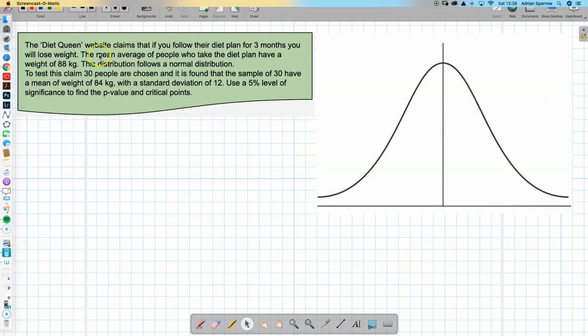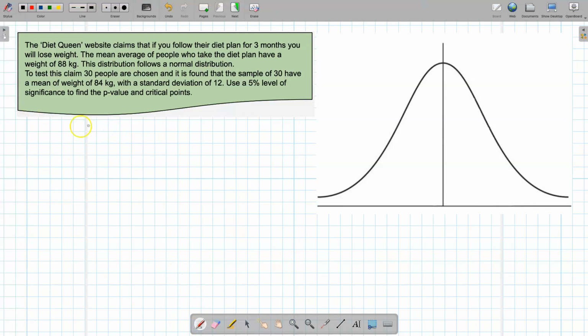So we've got this Diet Queen website that claims you're going to lose weight. One thing we've already done is write out our H0, and we'll concentrate on the decisions later, but let's just write out some important information. That's mu is 88, and x bar is 84, because we're going to need all of this later on. Standard deviation is 12, and n is 30.